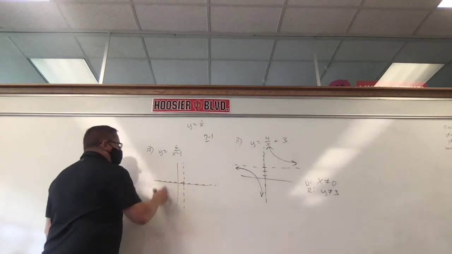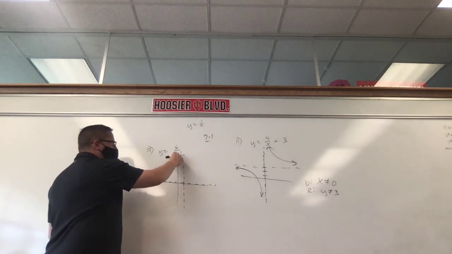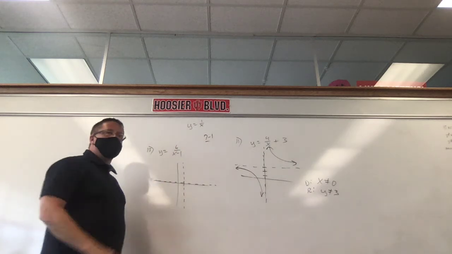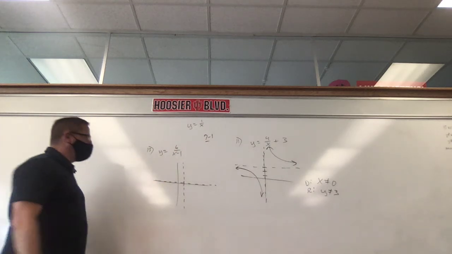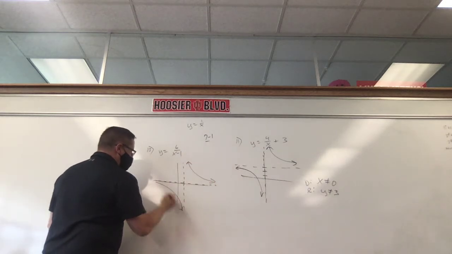Is it still 1 and 3 or 2 and 4? 1 and 3. There's a negative, but it's positive. The 6 is what you need to look at. Since it's positive, it's 1 and 3. So it's like this. It's like this.